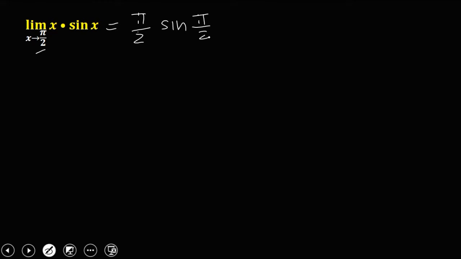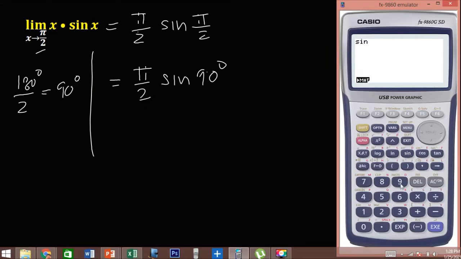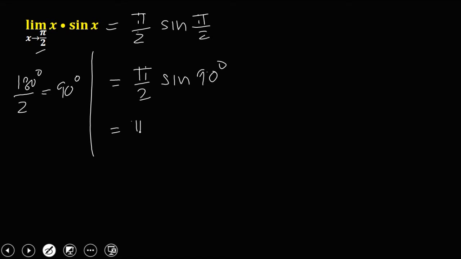Then to simplify this equation, we're going to convert this pi over 2 to degrees. Now, since pi is equal to 180 degrees, then divide by 2. Therefore, this pi over 2 is equal to 90 degrees. So we have now pi over 2 times sine 90 degrees. Sine 90 degrees is equal to 1. So we have pi over 2 times 1. So this limit is equal to pi over 2.